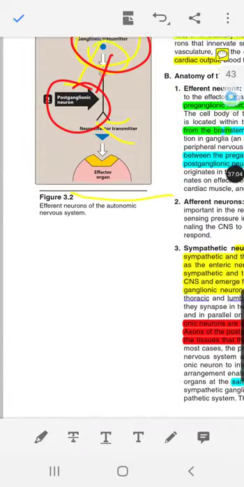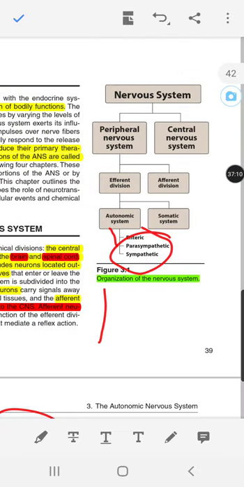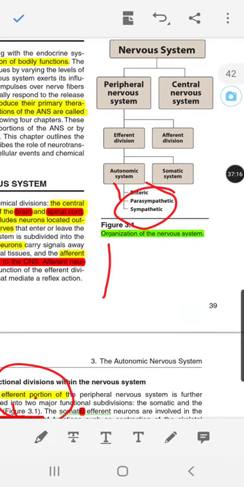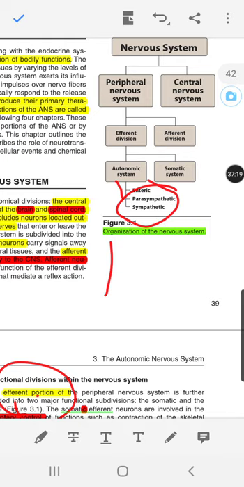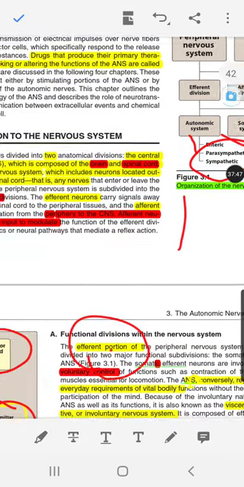So up till now we have studied the nervous system, which is divided into two types: central nervous system and peripheral nervous system. The peripheral nervous system is divided into efferent and afferent divisions. The efferent one has the ANS and the somatic system. The somatic system is under our control, like skeletal muscles, and the ANS is not under our control. That's why it is also called visceral or vegetative. It is further divided into enteric, parasympathetic, and sympathetic. For the sympathetic, the important point is preganglionic fibers are short and postganglionic are long. And for the parasympathetic, the preganglionic ones are long and postganglionic ones are short. So this is the organization.